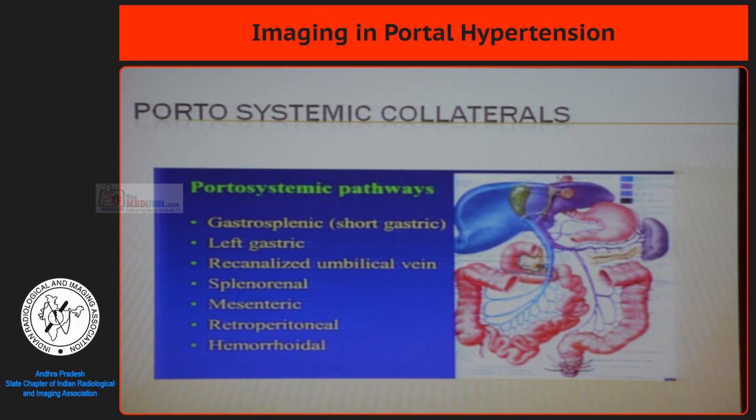And the other important thing we need to do while we are evaluating cirrhosis is to look for portosystemic collaterals. There are umpteen portosystemic collaterals which have been described, but there are few which can be picked up by ultrasound and few which are really important to see. One is the gastrosplenic or the short gastric varices, then the left gastric, periumbilical, then the splenorenal and the mesenteric, and so on and so forth.